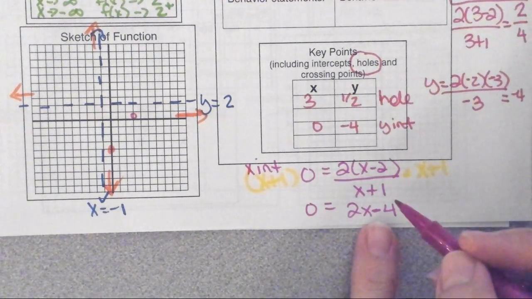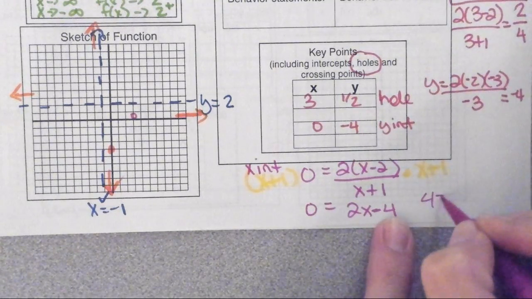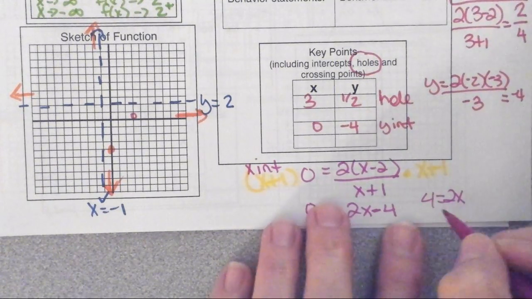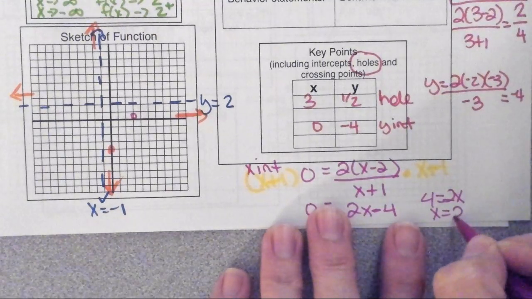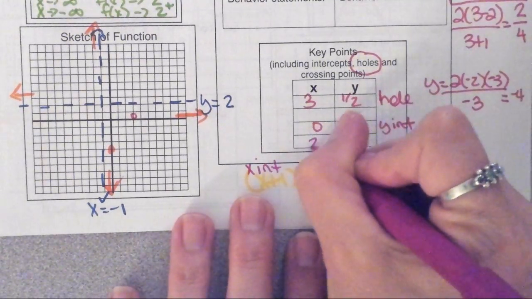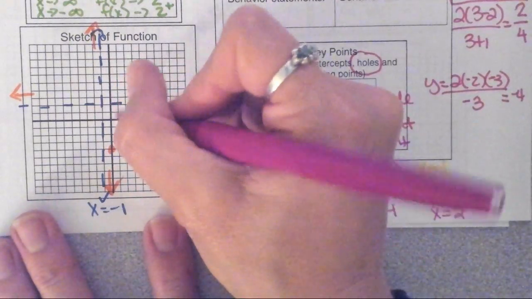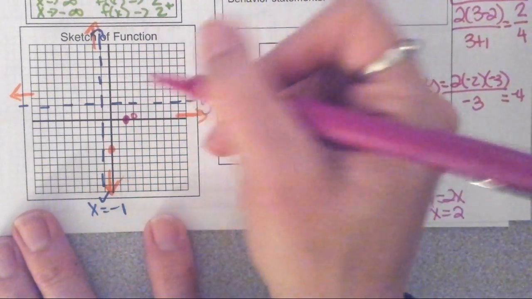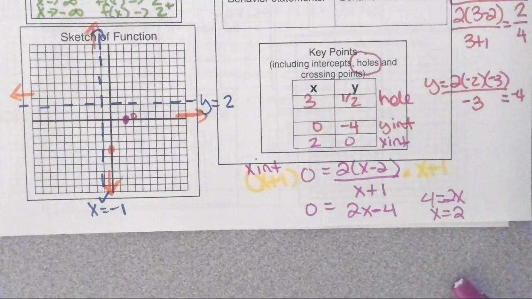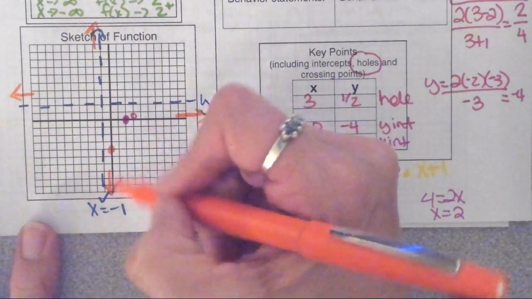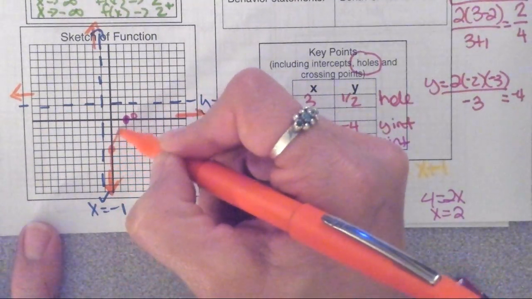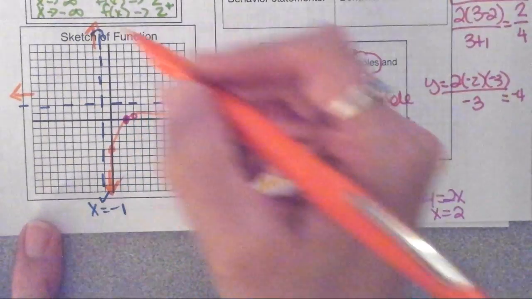All right, so now I'm going to solve. I'm going to add 4 to both sides and get 4 equals 2x. So x is going to equal 2. So I'm going to have an x-intercept at 2, 0. So 1, 2, right before the hole. Okay, so now I can go sketch what my picture is going to look like. I'm going to approach that hole.